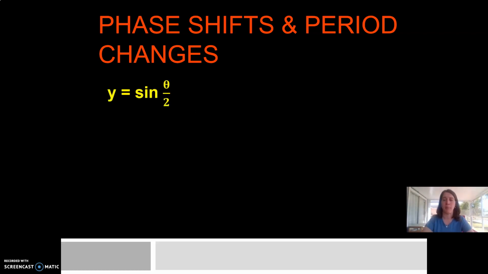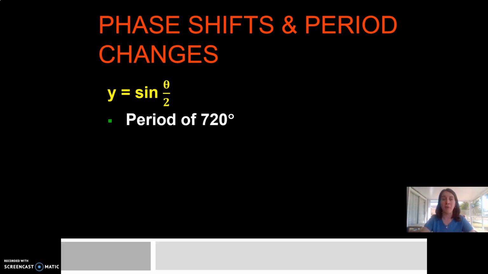Just going through one more example. If it says sine theta over 2, well, that's the same thing as me saying sine 1/2 theta. The graph is going half as fast. So by the time it's reached 360 degrees, it's only done half of the rotation. Therefore, the new period has to be 720 degrees. It's like 360 divided by a half, and dividing by a half is the same thing as multiplying by 2. So 360 times 2 gave me 720 degrees.